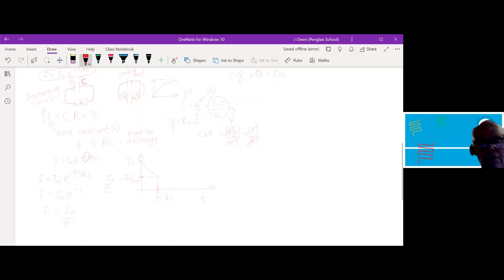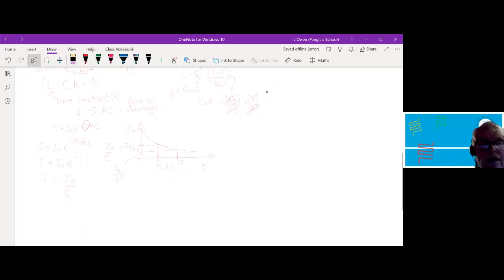After another time constant, the same time, so that now I go to two time constants, then guess what? I naught gets reduced down to I naught over e squared, because t is 2RC. So 2RC divided by RC gives you I naught over e squared.